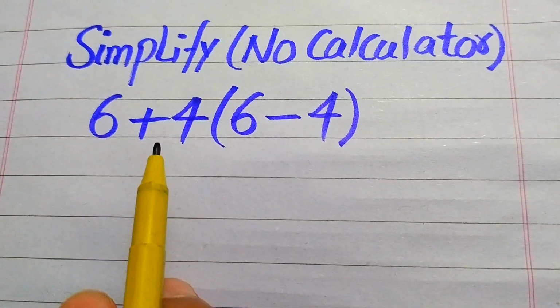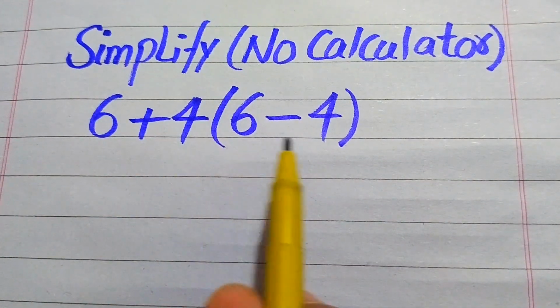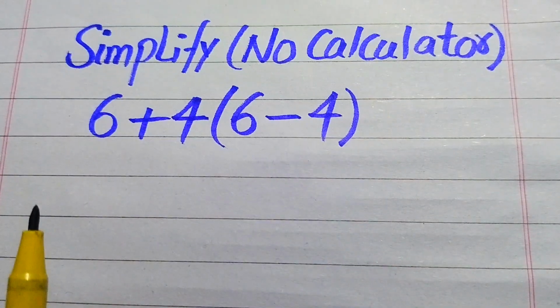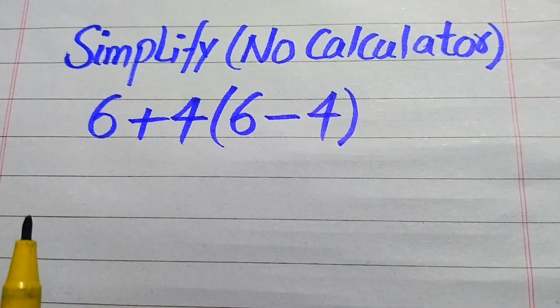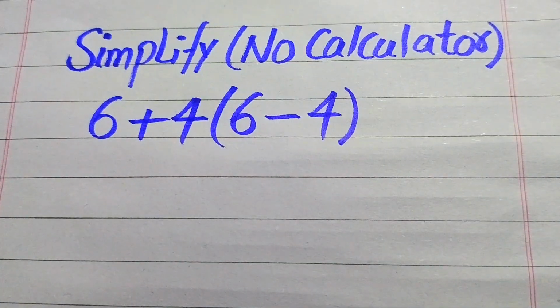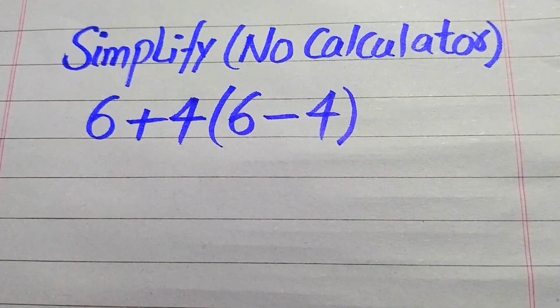So we have 6 plus 4 times (6 minus 4). Remember that a calculator is not allowed in this problem. We need to show all of the working on this paper. First, I will explain the common mistakes which students make in exams.